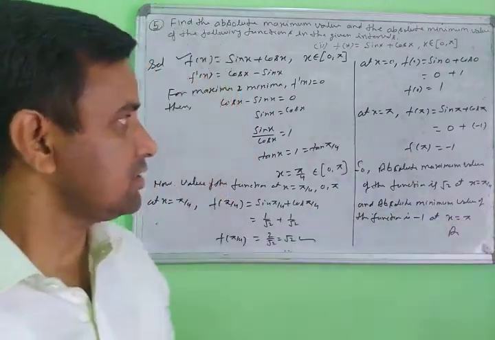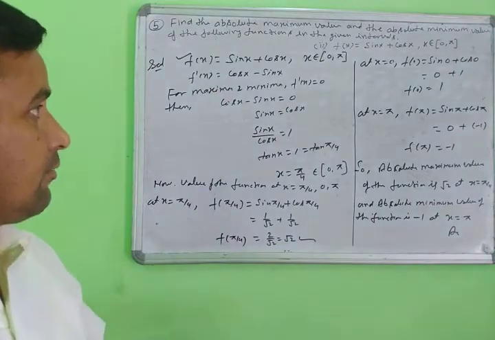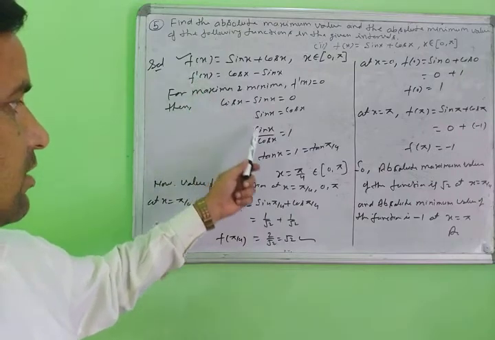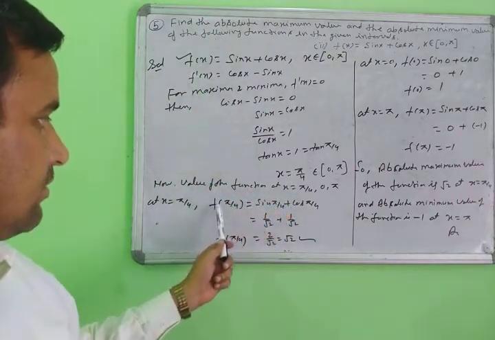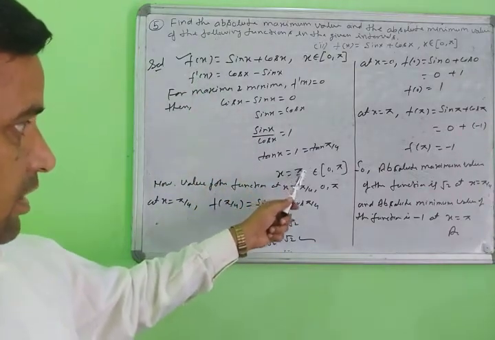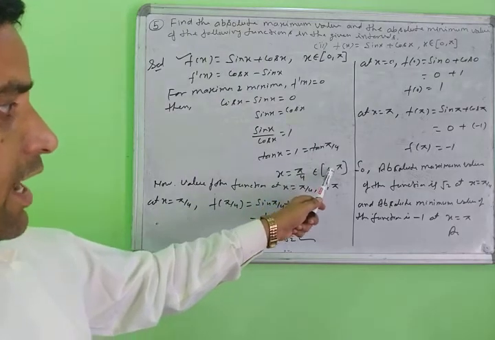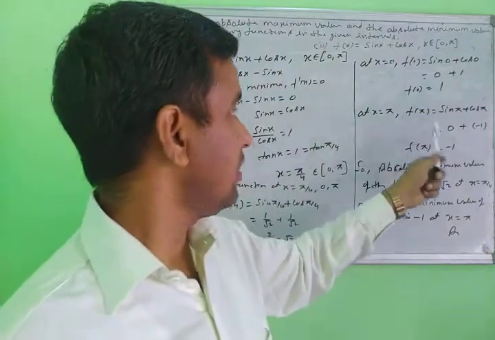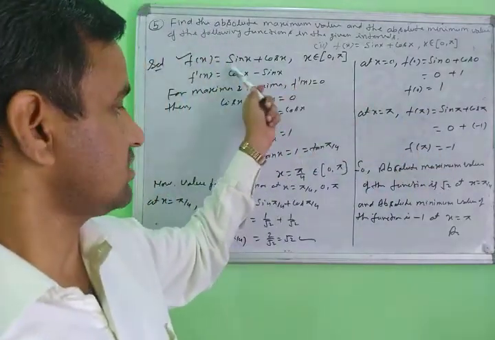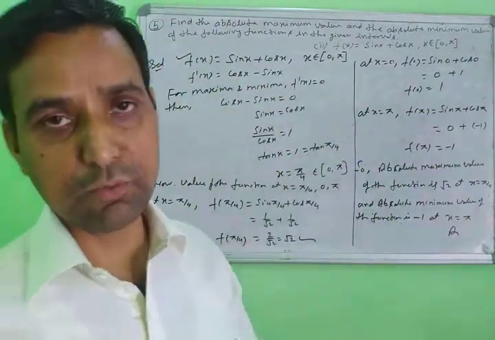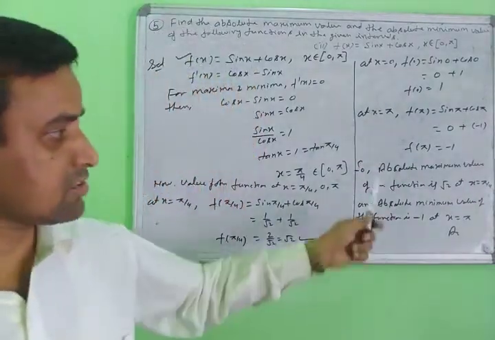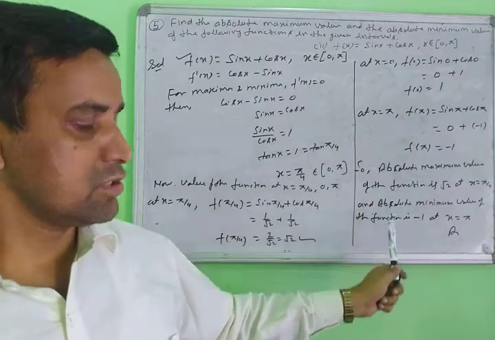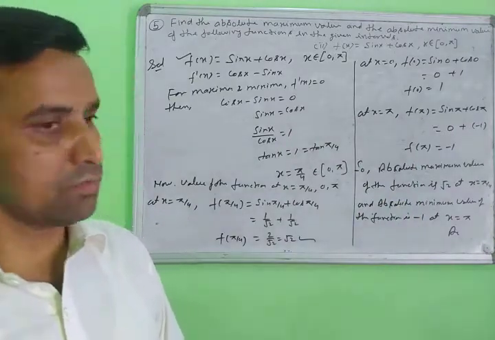This is your solution. Very simple method. First differentiate this, find the value of x, then take the critical points and end points of the closed interval, put all values in this function and find which value is maximum or minimum. The maximum value is called the absolute maximum, and the minimum value is called the absolute minimum. Just note down the next question.